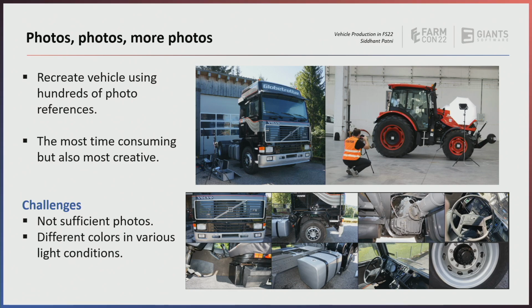When using photo references, we will first define the proportions, and then we'll start adding details and refining the shapes. There are also some times when we ourselves have to go on the field to collect the photo references so that we can create accurate machines for the game. Some of the challenges we face when using photo references are inadequate photo references, or having different colors in the image references due to different lighting conditions.